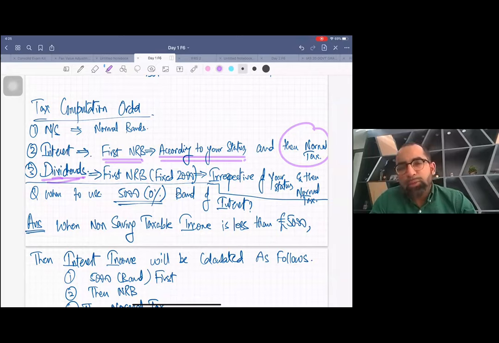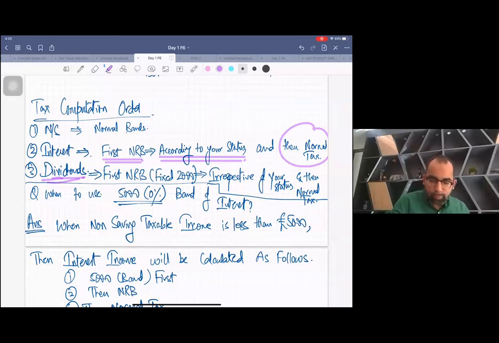There will be fixed NRB for everybody, and that is 2000. Whenever you need to calculate dividend income, first of all, you will apply 2000 times 0% and then normal tax of dividend income. Okay. So this is the basic tax computation order.